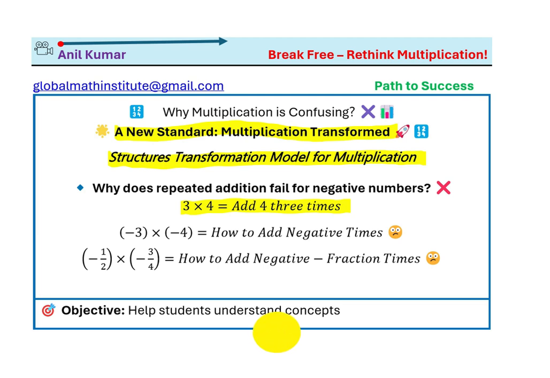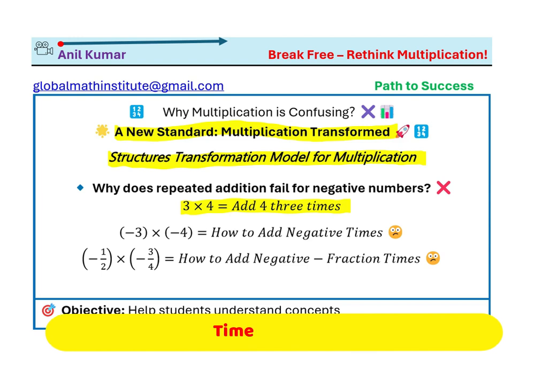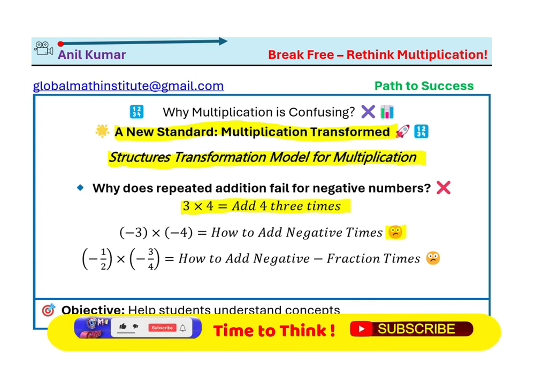when we say 3 times 4 equals add 4 three times. Now, when you talk about minus 3 times minus 4, how to add negative times, right? That's a very big question to answer. The basic concept with kids is that 3 times 4 basically means add 4 three times. Now, when I say minus 3 times minus 4, what does it mean? How many times should I add minus 4? Minus 3 times. How do I add that?